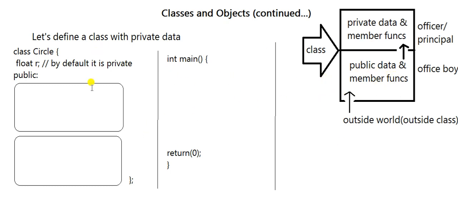That's why we need to define member functions in the public section. The primary objective of member functions in the public section is to develop an interface to interact with the private data. So how the outside world should interact with the class, they can interact with the help of these public member functions. So now let's say here class circle is there.